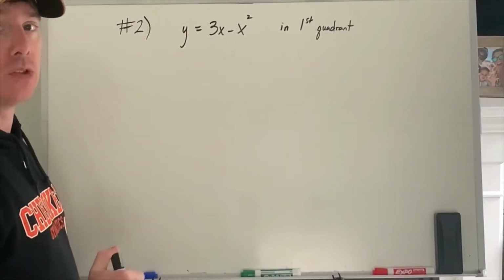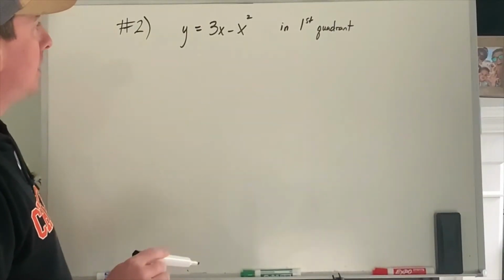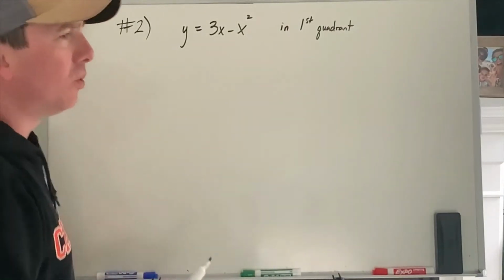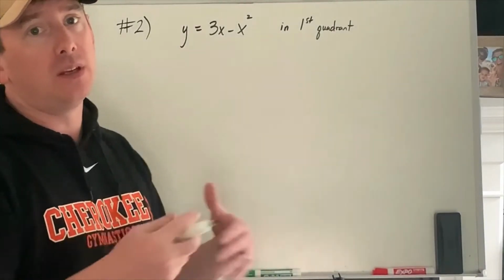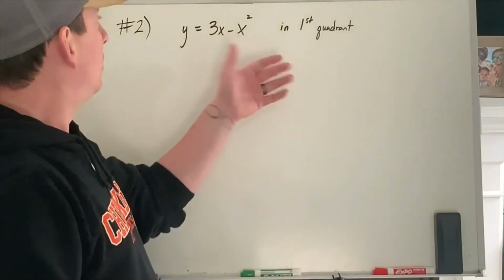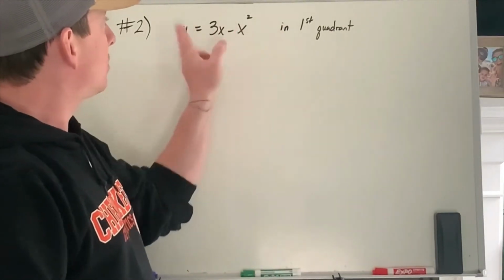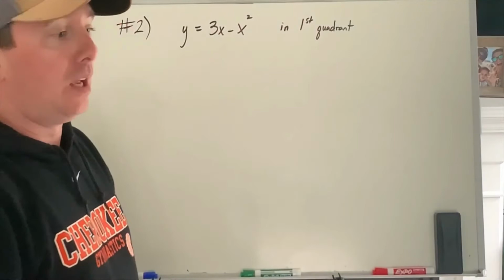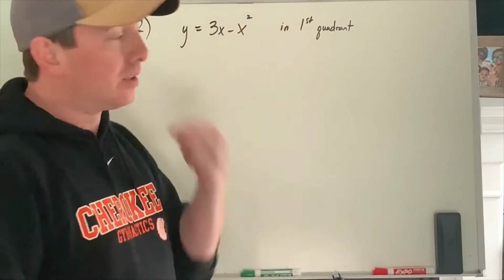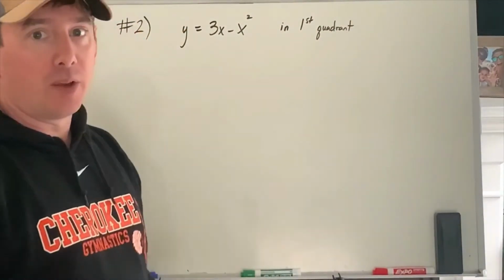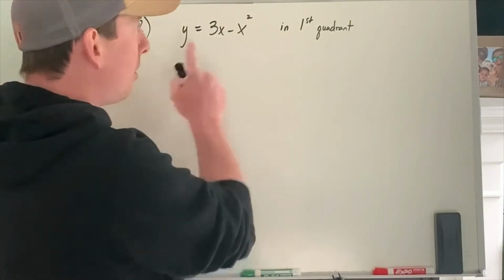All right, here we are with number 2. It's a whole lot like number 1, except I don't really know explicitly what the interval is. I just know that I only care about the section of this graph that's in the first quadrant. And this is a no calculator question, so we're going to just have to think about this and figure out what part of it is in the first quadrant.